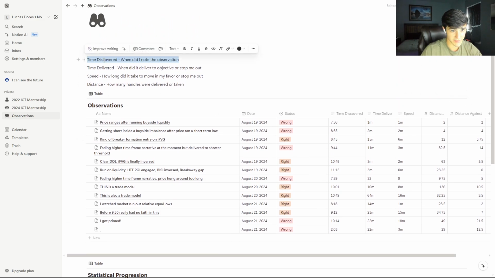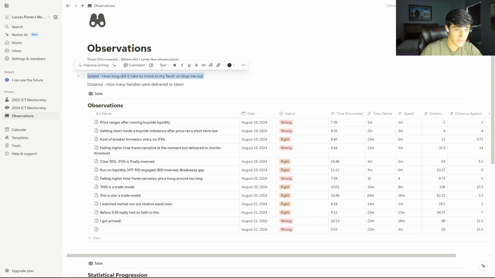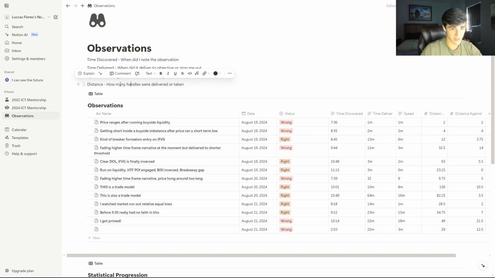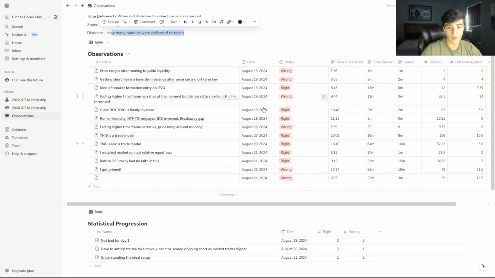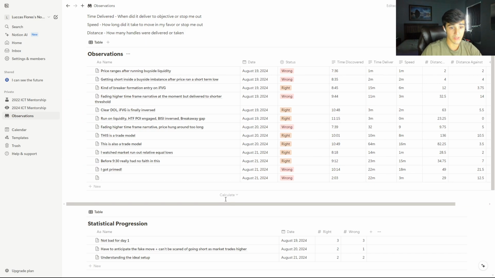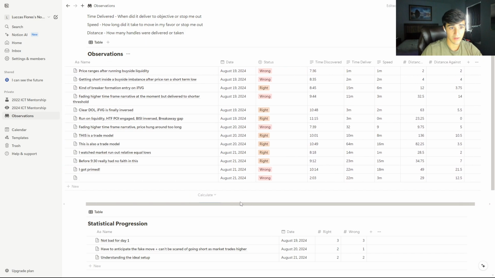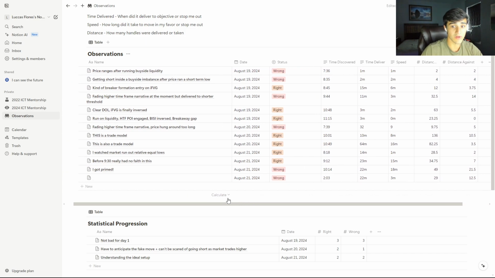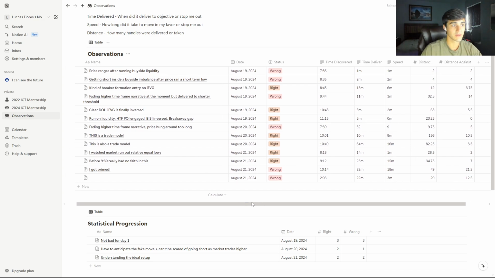I tracked the time that I discovered it, how long it took to deliver to my objective or stop me out, the speed, how long did it take to move in my favor, how long did it take to move against me, and then distance, how many handles were delivered in my favor or against me. So tracking these metrics, recording these observations, and now I have a database, and I can build a baseline for my skill set, how good I am at reading price action, and I can develop an idea of what my trade model is going to be. So it's perfect. And I'm doing all this without even having to put any money on the line.